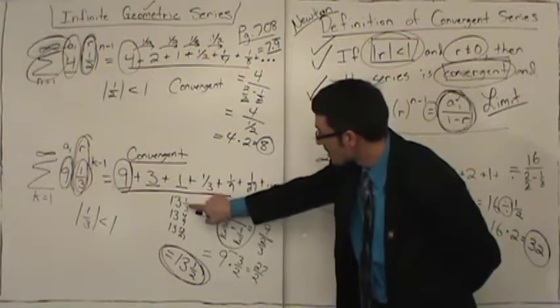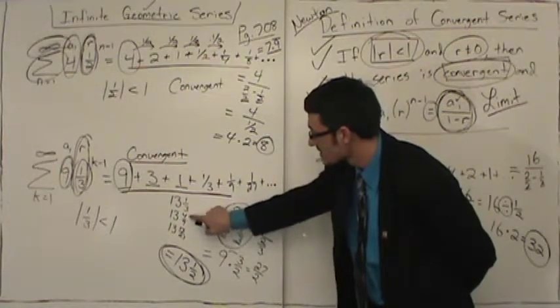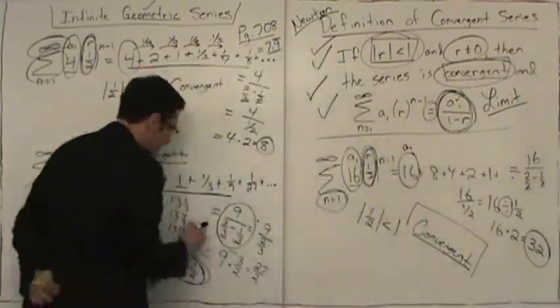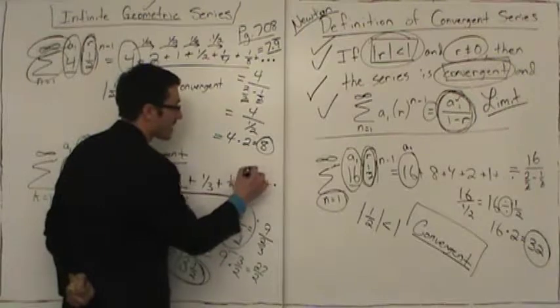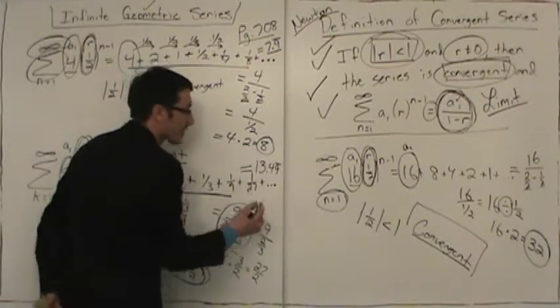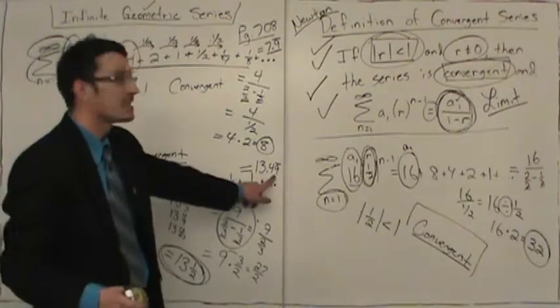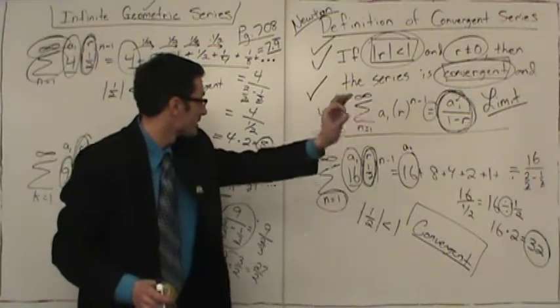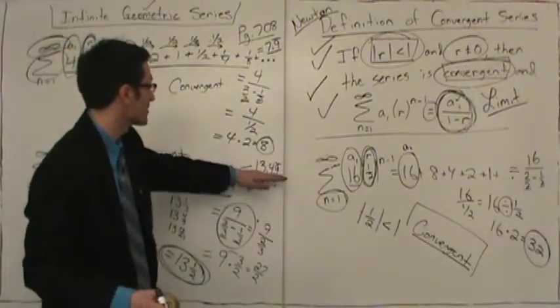It's not obvious, but a third is less than a half. 4/9 is less than a half. 13 over 27 is less than a half. This thing will forever get close to 13 and a half, or if we add forever, we get what? 13.49 repeating forever. The 4 is not repeating, but the 9 is. 13.49999999 forever.